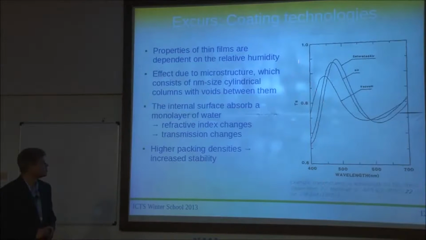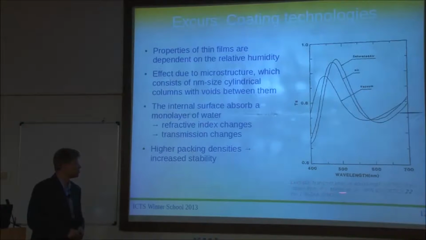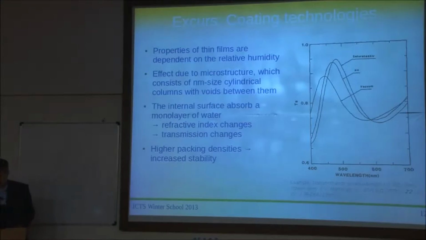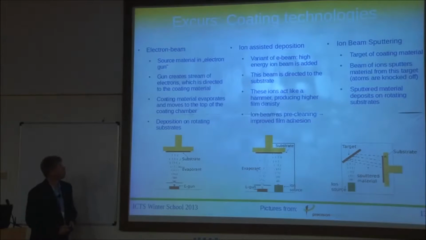So I've stolen this little graph here. That's not directly related to the laser, but I've taken it from a paper where people investigated that. If you look at a certain wavelength, you can see what happens if you have saturated air, so there's water in the air, versus no water at all. You see that the transmission, which is on this axis here, actually changes with respect to the water that's available in that system. And that's mainly true for electron beam coated substrates.